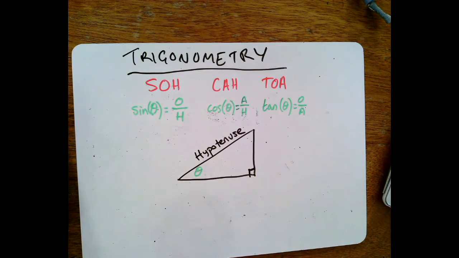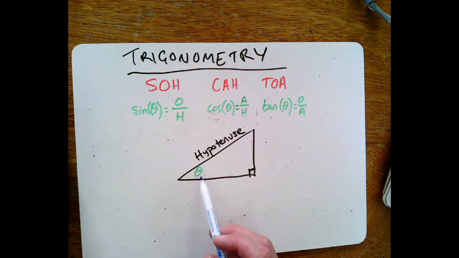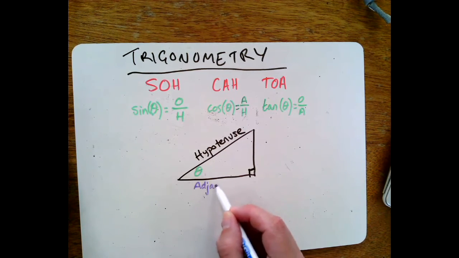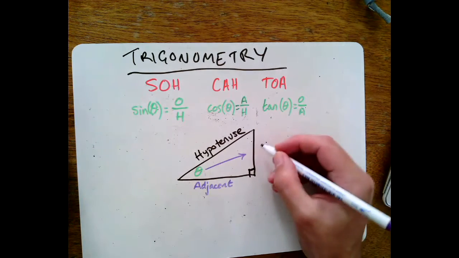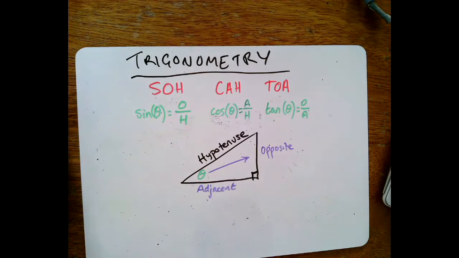Now we need to decide which one is the opposite and which one is the adjacent. This is all depending on where this angle is. Adjacent means next to. So what is the other side, other than the hypotenuse, that is next to this angle? That's quite clearly, in this case, this side here. Opposite is pretty self-descriptive. If we were to draw a line directly across from it, this side here would be the opposite side.